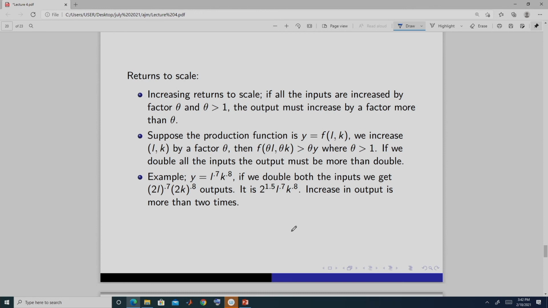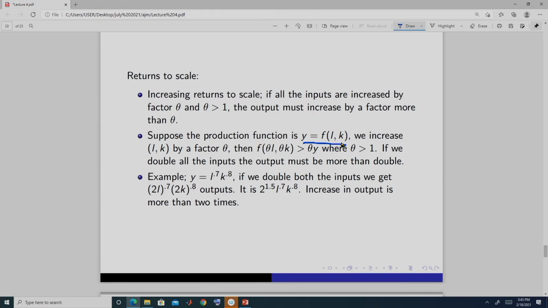Returns to scale means mainly, in the long run all the inputs can be varied, and this plays an important role in the long run. So, now we differentiate the production function in 3 things, and that is in terms of scale, returns to scale. That is increasing returns to scale, constant returns to scale, and decreasing returns to scale.